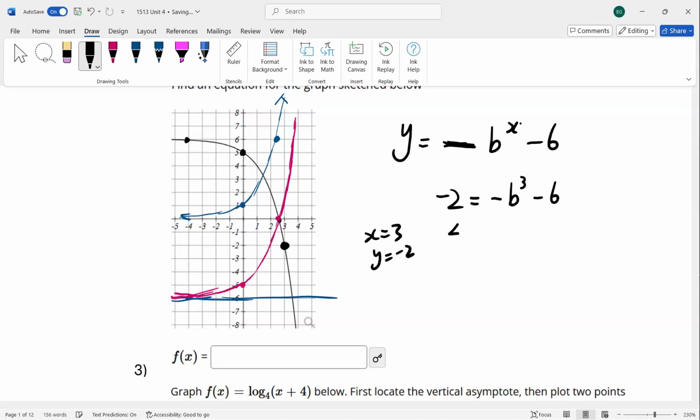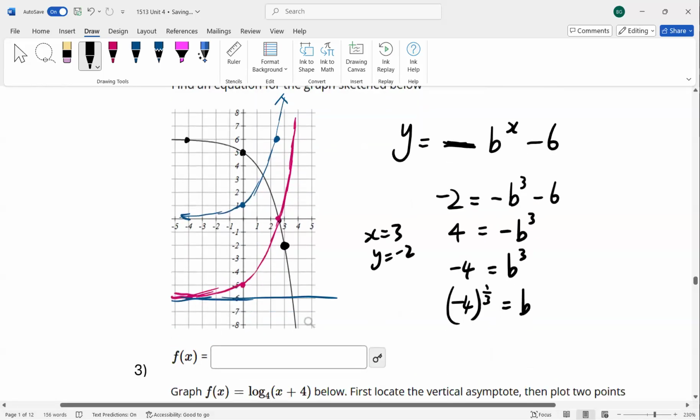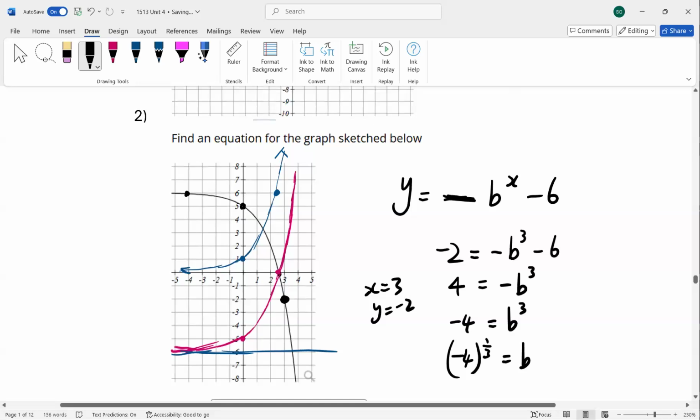Minus 6. So this is 4. 24. Cube is 94. I need to find better points here on the graph. Go downwards 6 units.